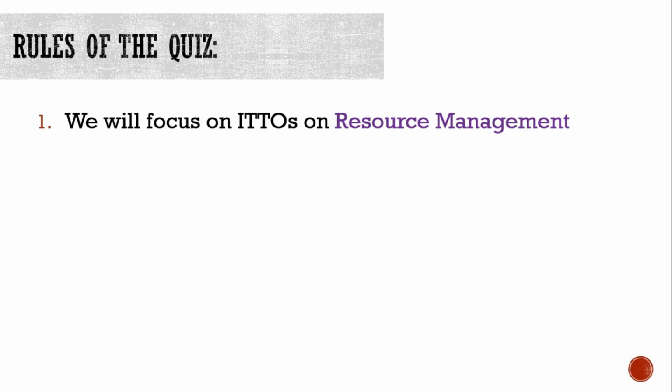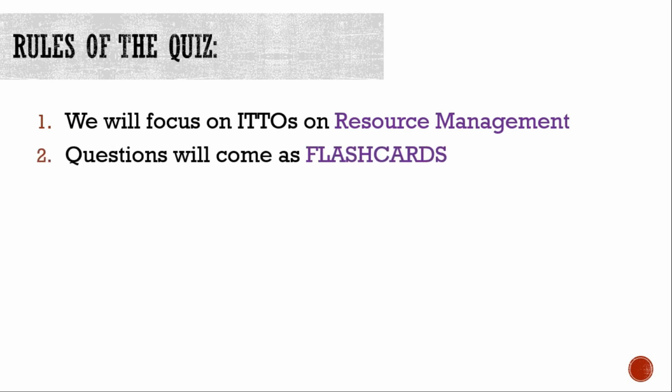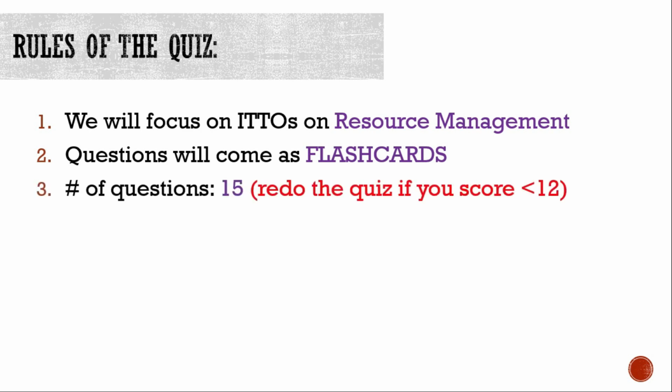So the rules of the quiz, guys. We will focus on ITTOs on resource management today. Questions as usual will come as flashcards, and this time the number of questions will be 15, and please remember that you need to redo the quiz again and again until you start scoring greater than 12. Okay, so that way it will become much easier for you to remember the ITTOs. So always remember to redo the quiz till you start scoring greater than 12.